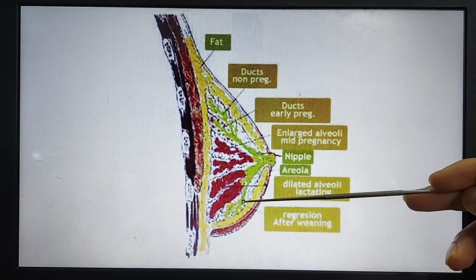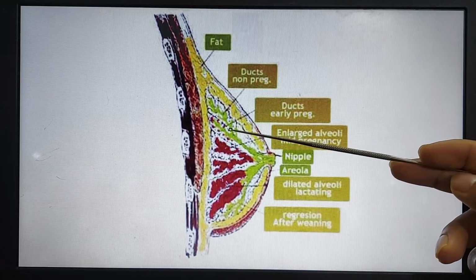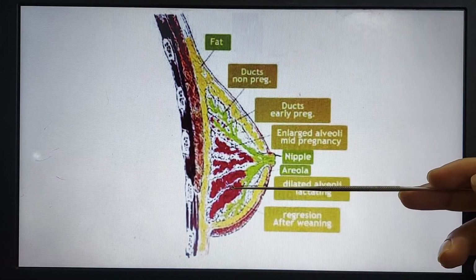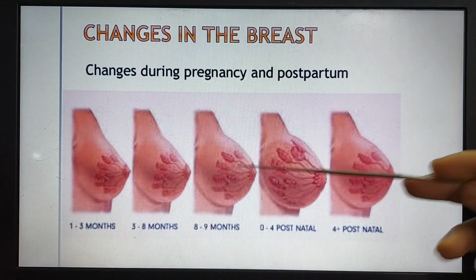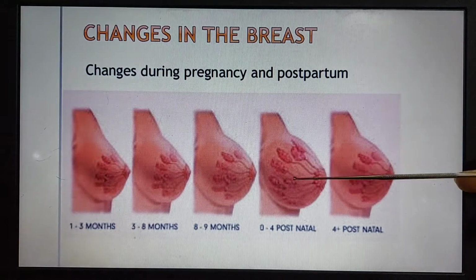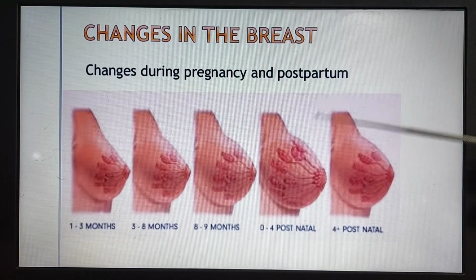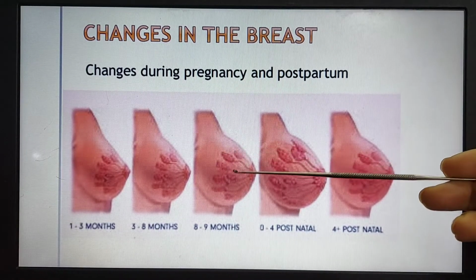Here is the regressed part of the breast, and here is the breast before pregnancy. This change occurs from early pregnancy to late pregnancy, postnatally during lactation, and after lactation. They try to get back their previous size.